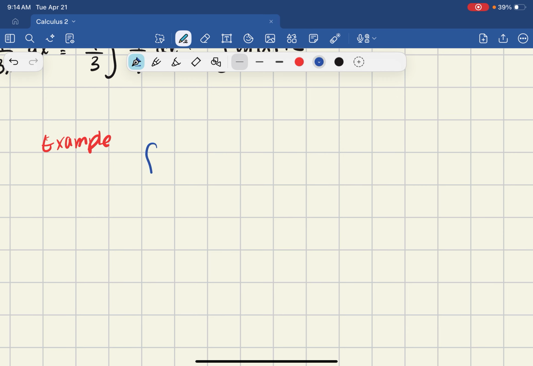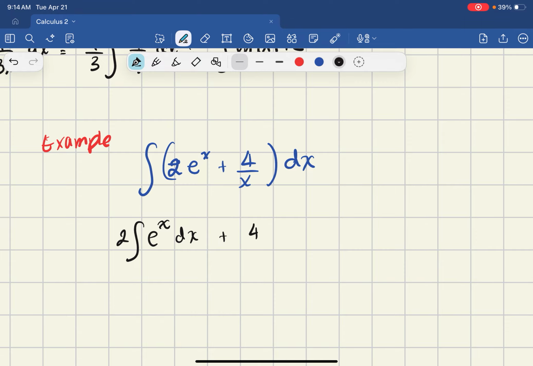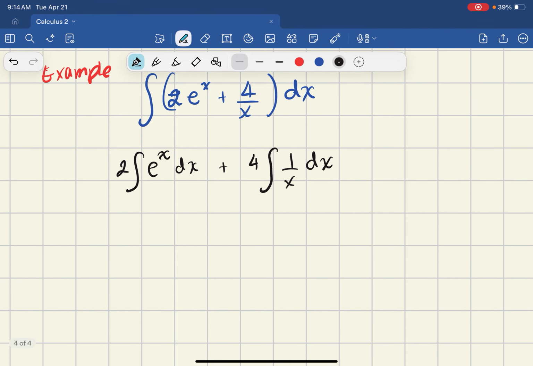So let's say that we have the integral of 2e to the x plus 4 over x dx. If we rewrite this, we can write it as the integral of 2e to the x dx plus 4 times the integral of 1 over x dx. So this one is nice and simple. We just have 2e to the x plus 4 times the natural log of the absolute value of x, and then plus c. So we are done with this one.